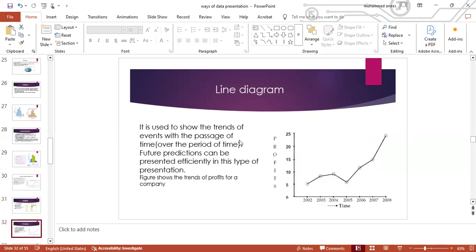Now, line diagram is another way of representing data. It is used to show the trends of events with the passage of time. The important thing is it shows the events with the passage of time, means it predicts over the period of time. So future predictions, they can be presented efficiently in this type of presentation. So the figure shows the trends of profits for a company in the coming years.